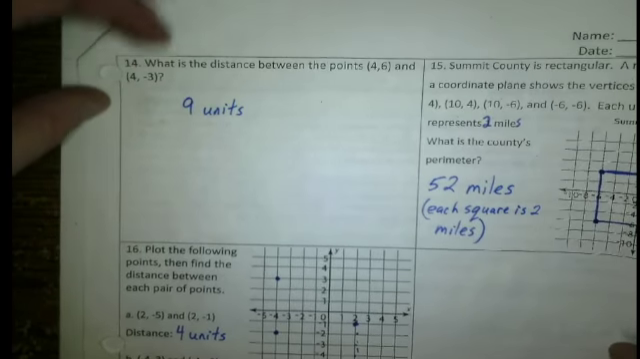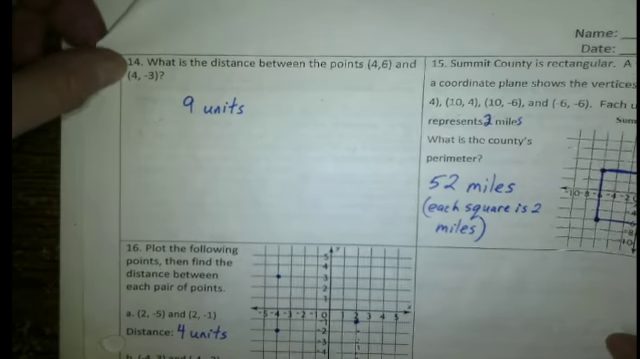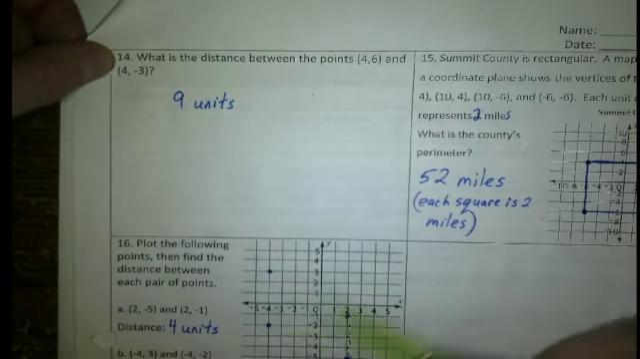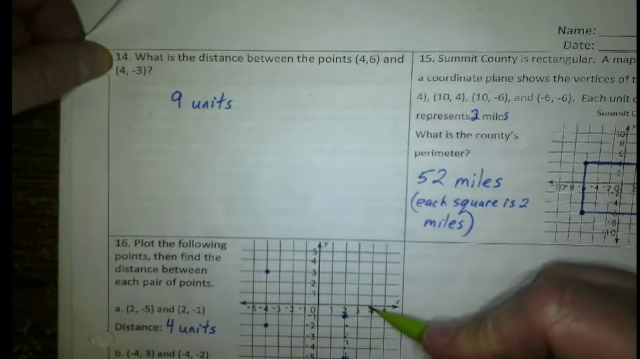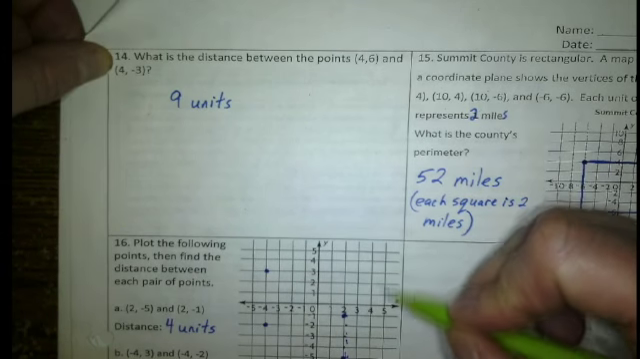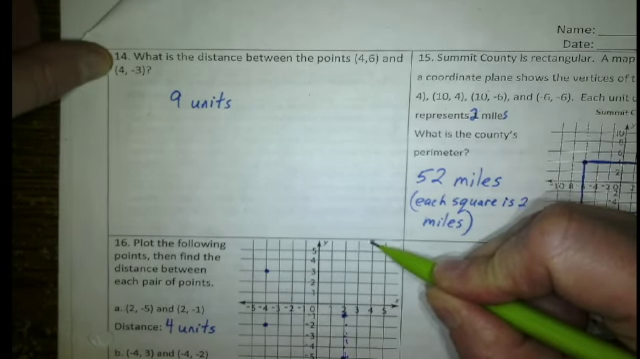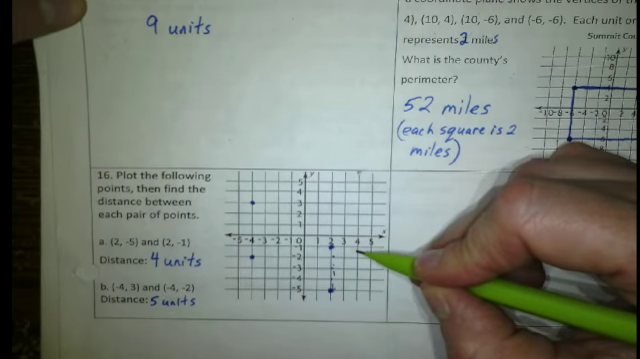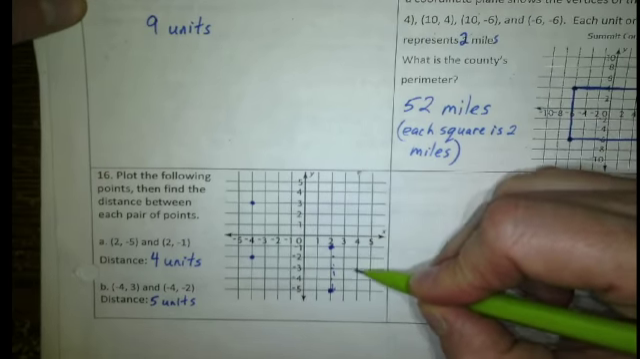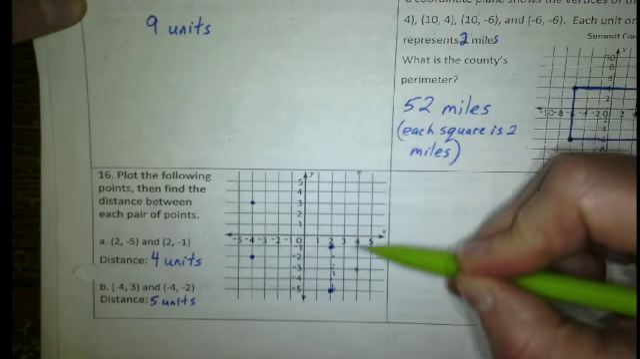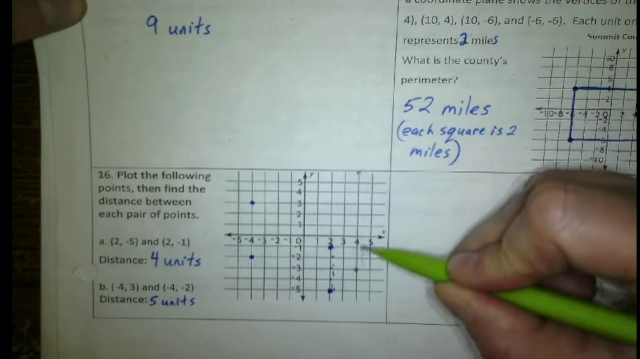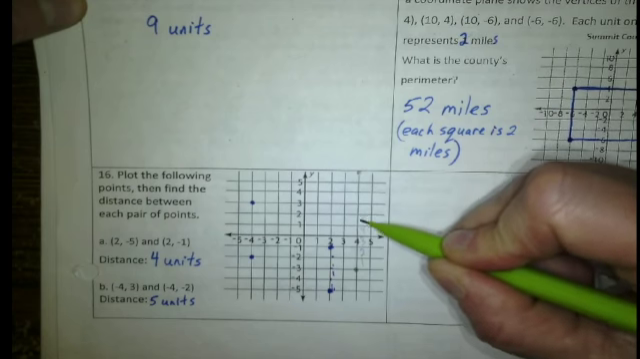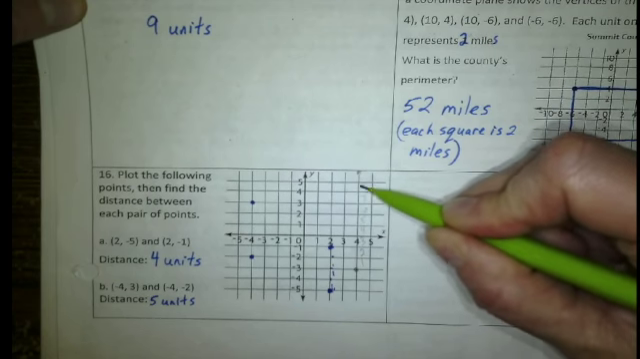What's the distance between the points (4, 6) and (4, -3)? If you needed to use a number line here, you could go over 4 and up 6 to plot this point, which would be there. And then if you went over 4 but then down 3, 1, 2, 3, it would go here. And you could physically count the distances here. 1, 2, 3, 4, 5, 6, 7, 8.